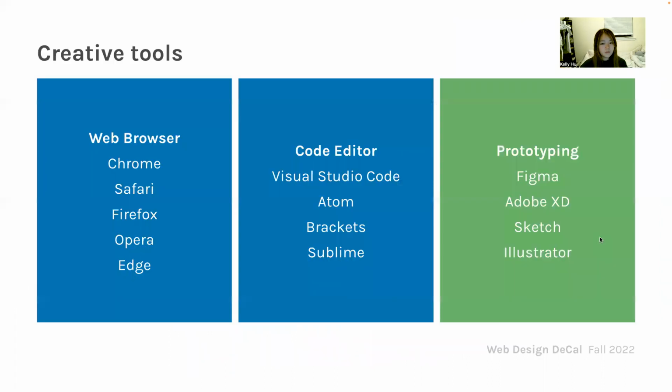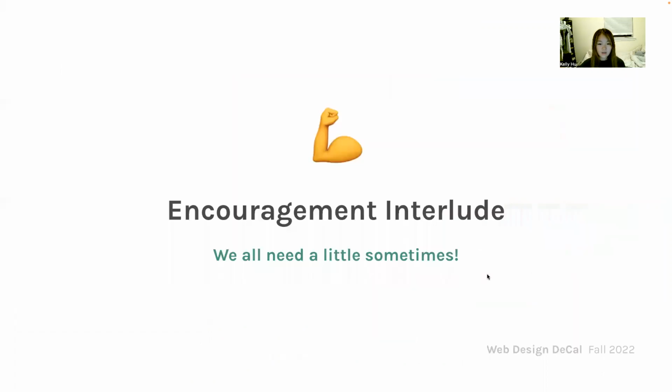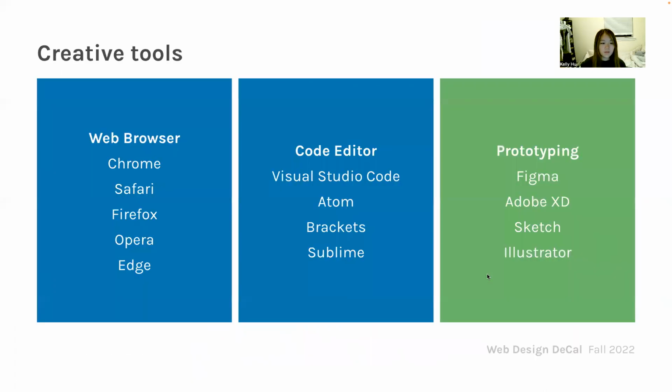And yeah, so I know we mentioned this in the first lecture, the creative tools necessary to build a website. Let me go back. Essentially, when we're thinking about design, we're focusing on this green block here, which is prototyping. And the four main creative tools that we want to use when thinking about design and prototyping out designs necessary for code, we're looking at things like Figma, Adobe XD, Sketch, and Illustrator.